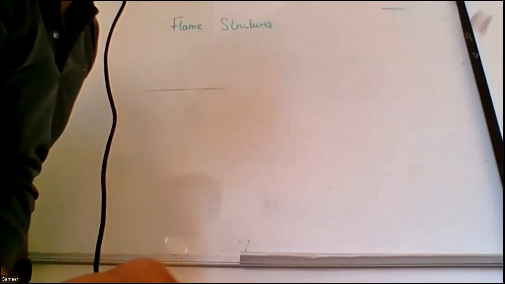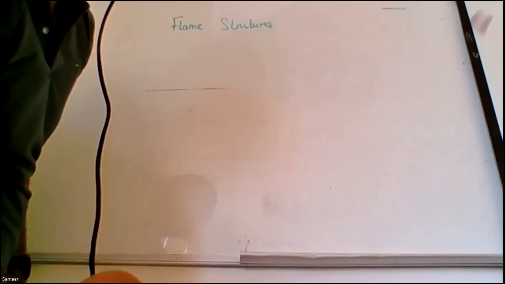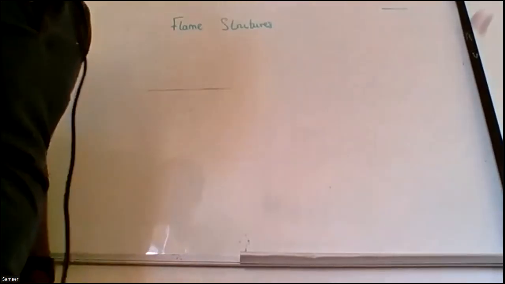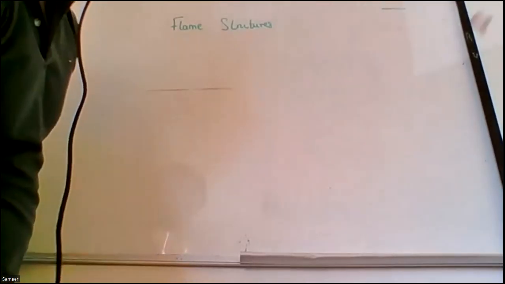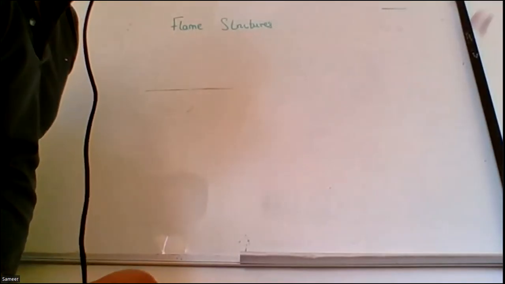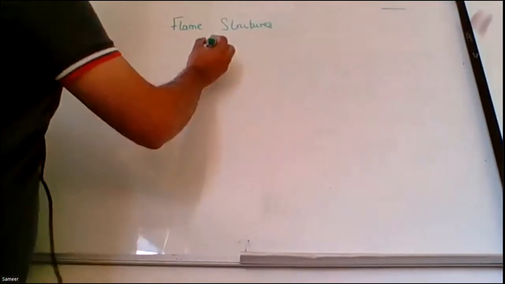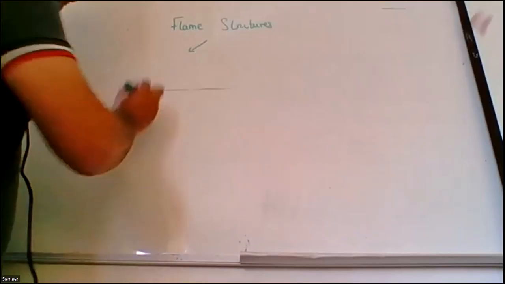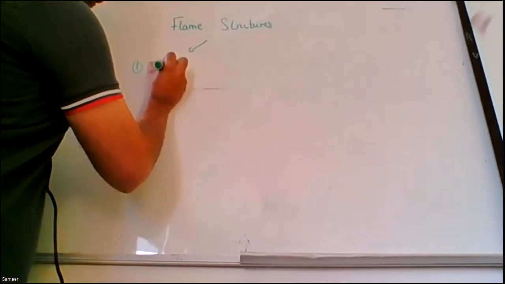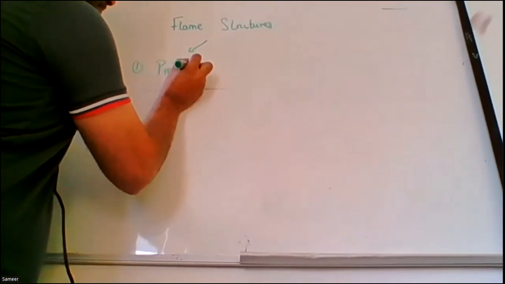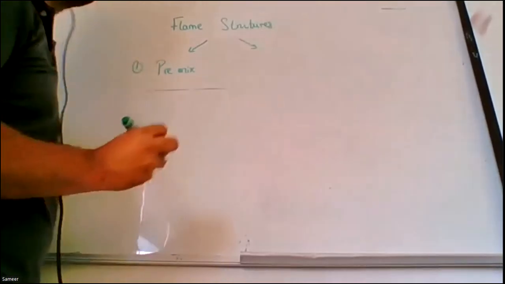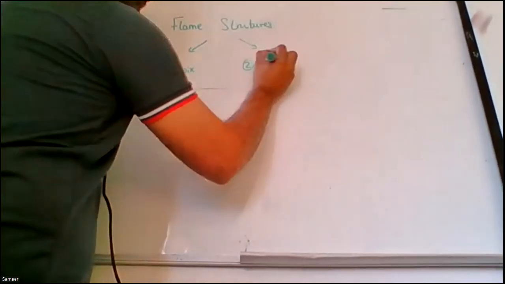See if it's visible for the online students. Flame structures can be categorized into two types. The first type of flame is a pre-mixed flame. The second type of flame structure is known as the diffusion flame.